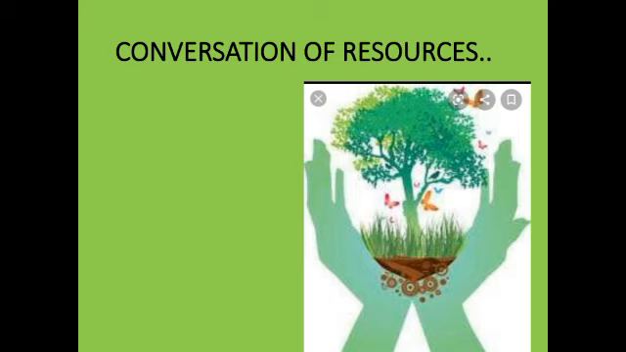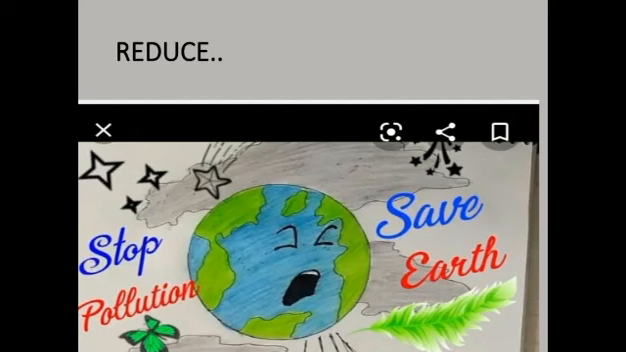The first point is reduce. Reduce refers to minimizing the use of resources and their wastage, or trying to use a lesser amount of any resource. It will also reduce pollution. For example, you can reduce air pollution by reducing the use of your vehicles.